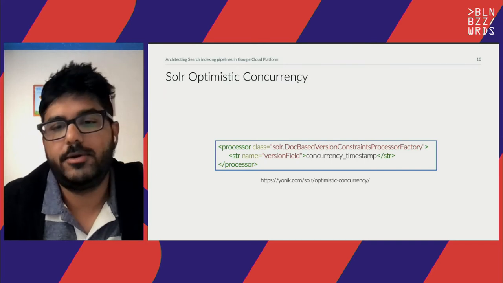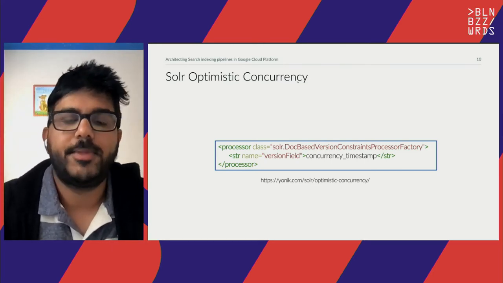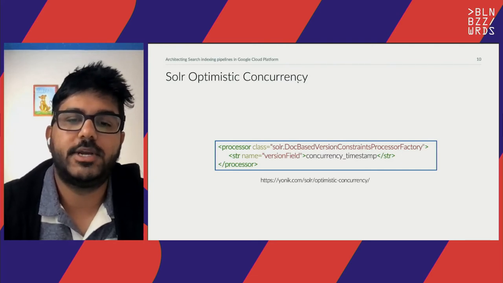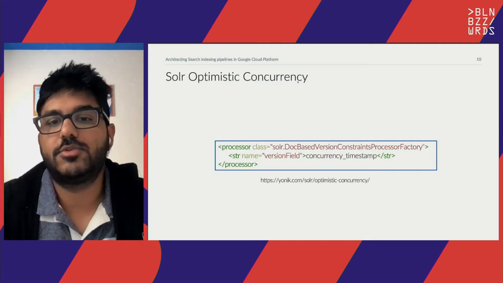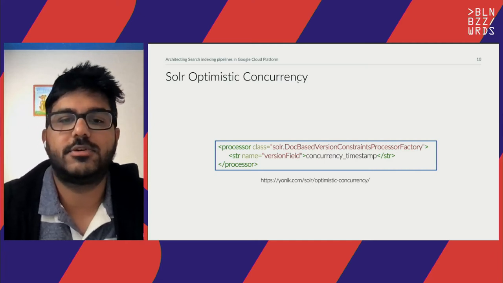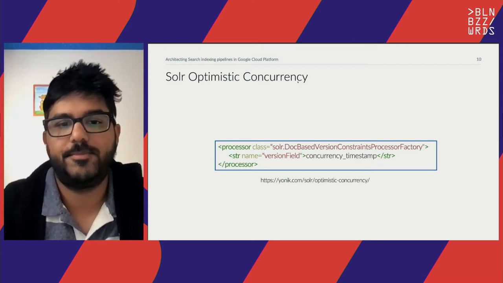If you want to learn more about optimistic concurrency in Solr, I suggest reading this blog from Yonik. I found it pretty helpful. It goes into more detail about how optimistic concurrency works under the hood and various other ways that you can do optimistic concurrency other than using the doc-based version constraint processor factory.